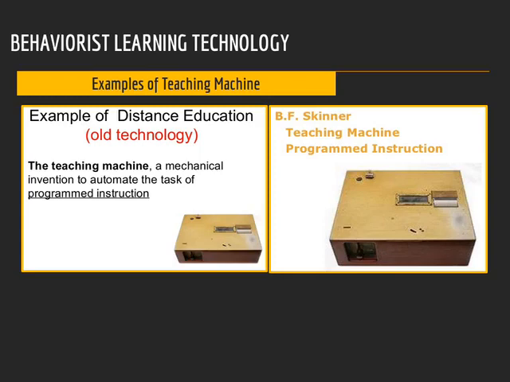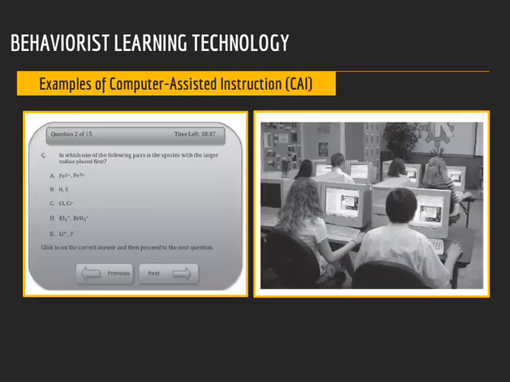This is an example of teaching machines and program instruction, first proposed by B.F. Skinner, related to the operant conditioning, the rat experiment. This is an example of the CAI or CAL, where the computer program plays the role of a teacher in posting the problems to be solved.